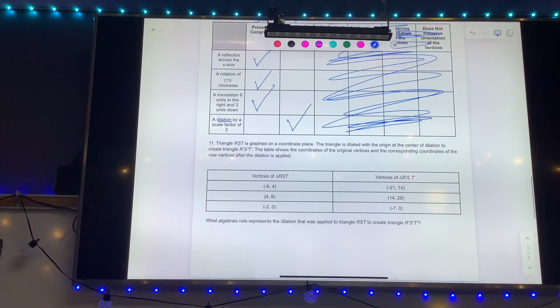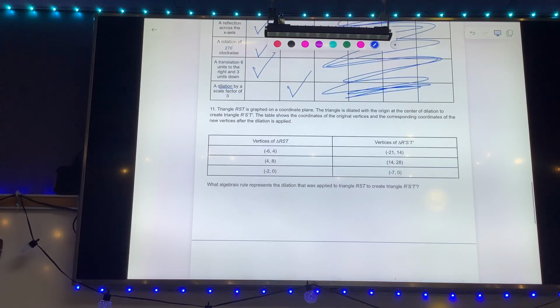And number 11, if you're in 8th grade, the triangle RST is graphed on the coordinate plane. The triangle is dilated with the origin as the center of dilation to create triangle R prime, S prime, T prime. The table shows the coordinates of the original vertices and corresponding coordinates of the new vertices after dilation is applied. So it does not matter which one you choose. Just don't choose 0 because we can't see what happened. So I'm going to choose, this is my new, this is my original. I see 14 and 4. That's what I'm going to use.